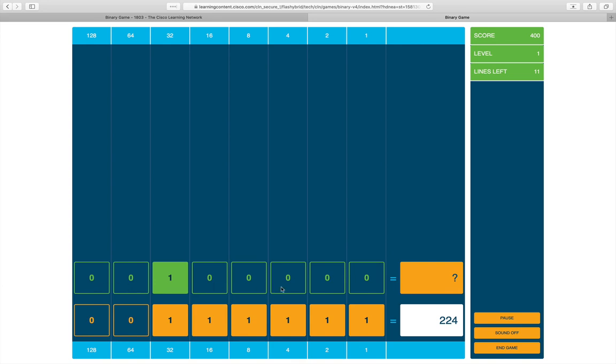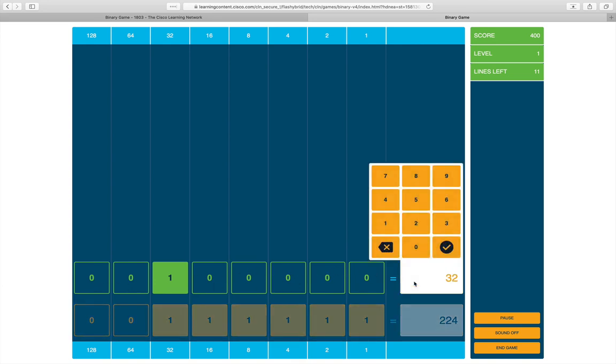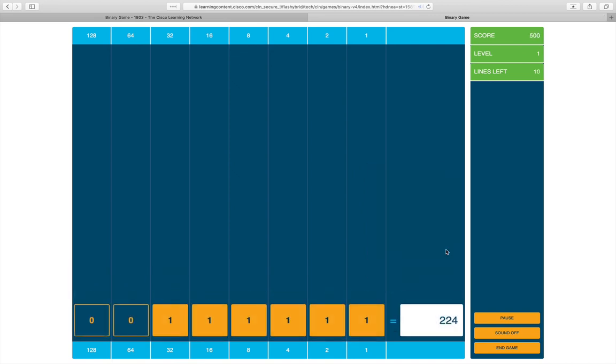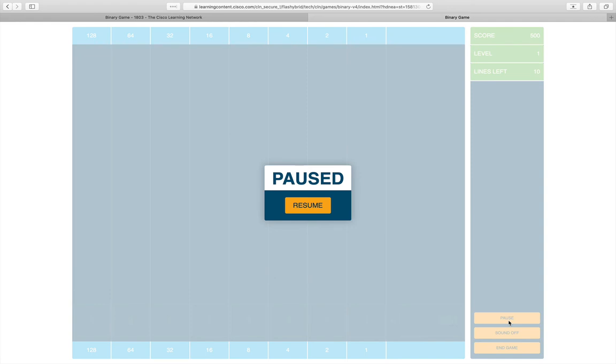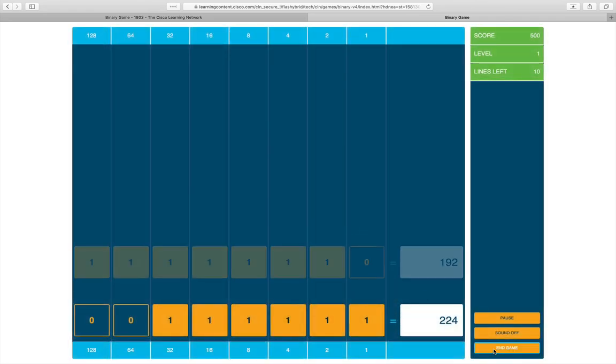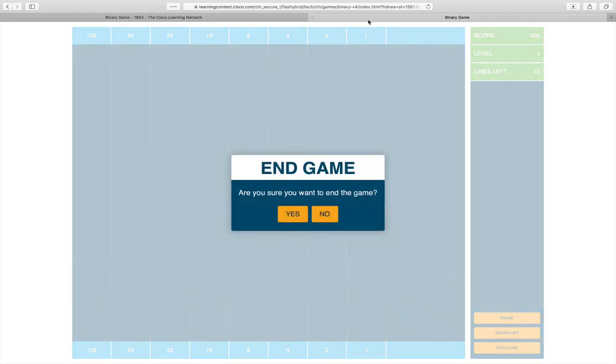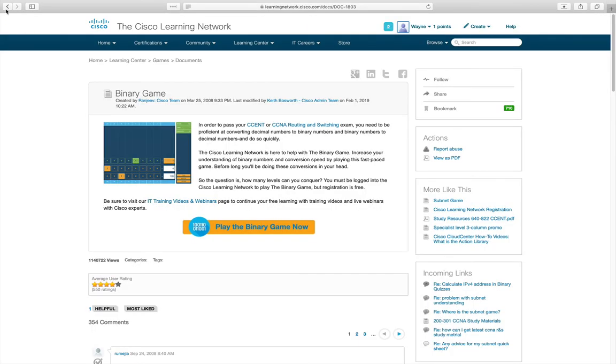What does this equal? So this is the 1s, the 2s, 4, 8, 16, 32. So that should be 32. And then I can clear it. So you can go through. There's a pause button if you need to pause it. Kind of blanks the screen so you don't cheat. But anyway, I'm going to resume this and end the game. And then hope I can get back to the curriculum here.